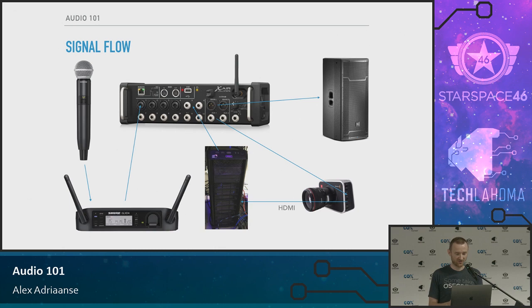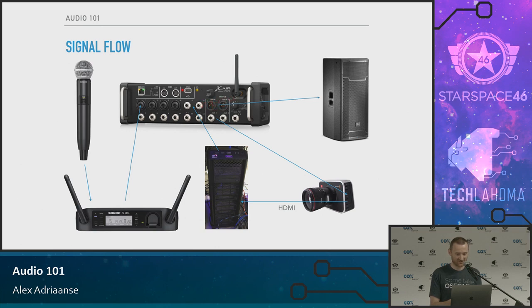Okay, so next I'm going to be talking a little bit about signal flow. In particular, I've got pictures of the equipment that we have here at Techlahoma. So we start off, this is the mic that I'm talking into right now. That's being picked up by the receiver that goes into channel 1 of this new fancy mixer that we recently got. And this mixer, like the name implies, mixes audio. I know, it's quite a shocker.